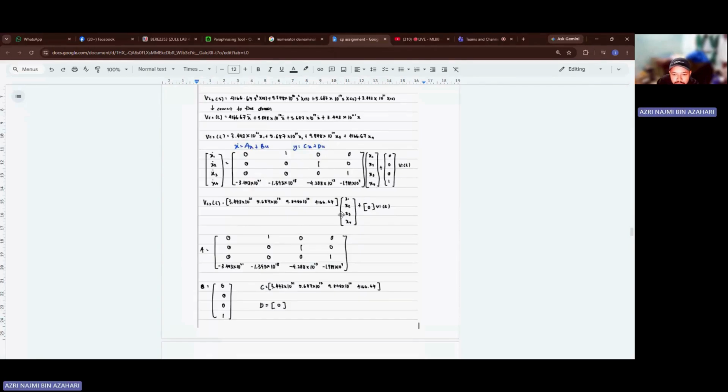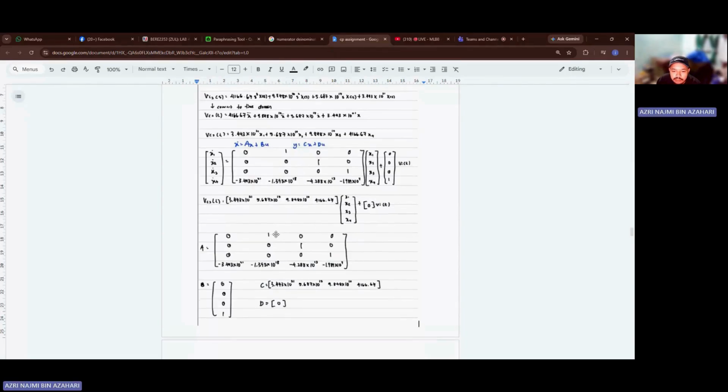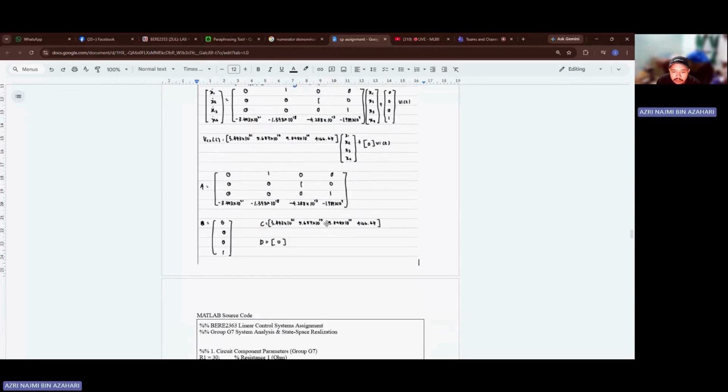Next, the output equation is derived from the numerator of the transfer function and expressed in terms of the state variables, resulting in the output matrix C. Since there is no direct relationship between the input and output, the feedthrough matrix D is equal to 0. Therefore, the matrices A, B, C, and D fully describe the system in standard state space form, which can be used for system analysis, simulation, and controller design.